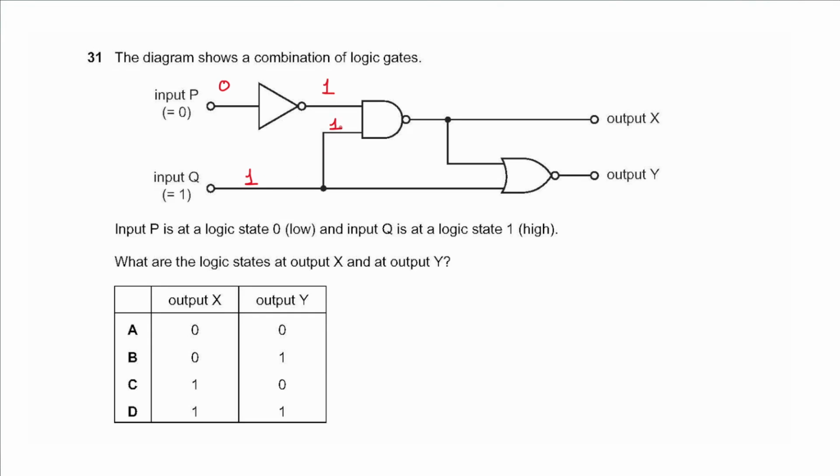1 will enter this gate, which is an AND gate. 1 and 1 through an AND gate will give us 1, but this is a NAND gate, which will give 0. So the output X is 0. This is the first part. And this 0 is transmitted here, so 0 entering here, and this 1 goes this way. So 1 and 0 through an OR gate will give 1, but this is a NOR gate, so the output here will be reversed, so it will be 0. So output Y is 0, and the common choice here is A.